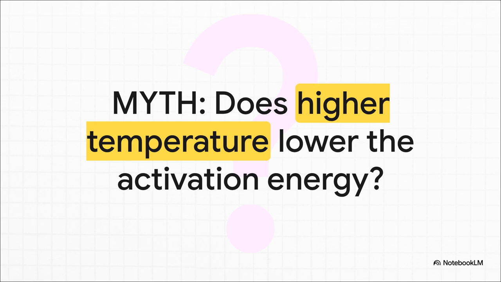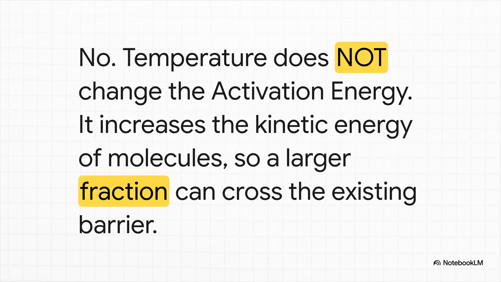This is probably the number one biggest misconception in all of chemical kinetics. I mean, it kind of feels right, doesn't it? You add heat, things go faster. So you must be making that energy hill smaller, right? But is that actually what's going on? And the reality is a definite no.